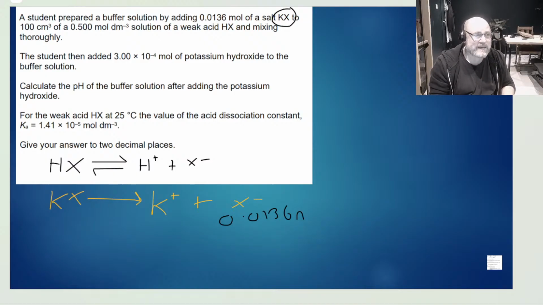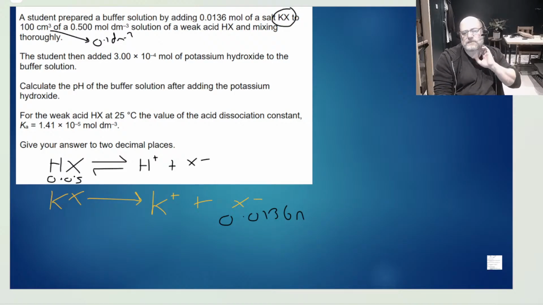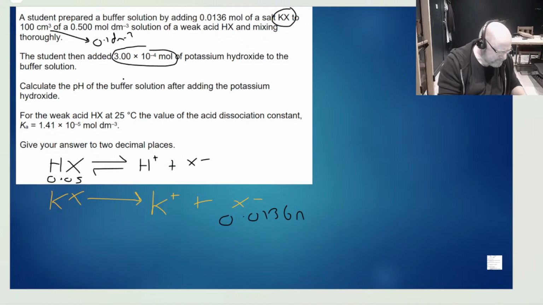Now my acid is 0.5 times 0.1. 100 centimeters, remember, is 0.1 dm. If I do 0.1 dm times that, I'm going to get 0.05. So I've got 0.05 of the acid. Even though some of it has dissociated, we're going to make the assumption that so little has dissociated that my acid is still 0.05. Now someone has added alkali. Little pains in the butt. They've added 3 times 10 to the minus 4.